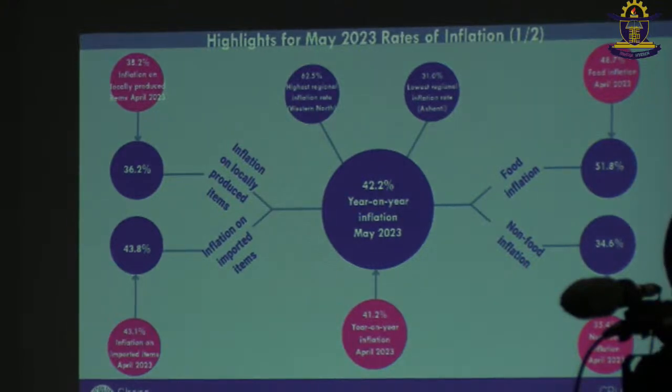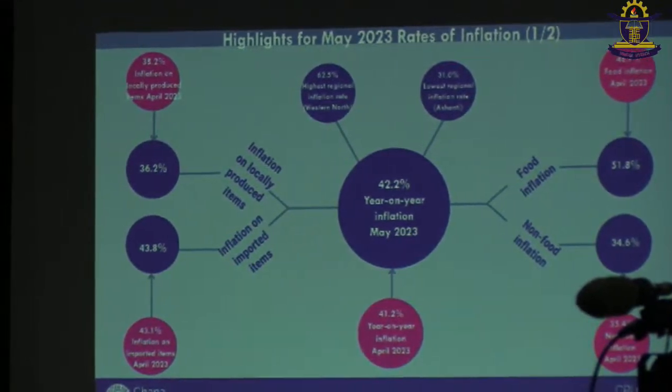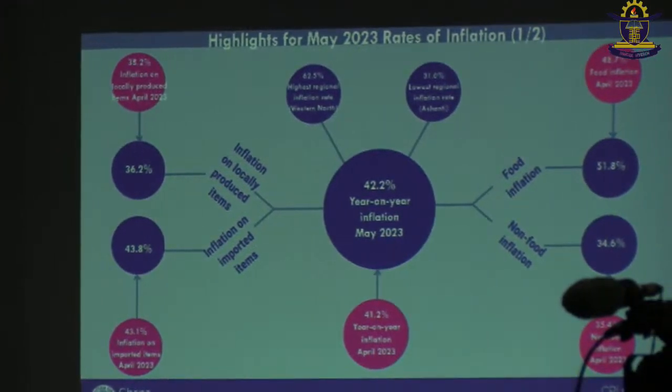to 42.2%. From a regional perspective, the Western North region recorded the highest rate of inflation of 62.2%, and the Ashanti region recorded the lowest rate of inflation of 31.0%, indicating about twice the difference between the region that recorded the highest rate, Western North region, and the region that recorded the lowest rate, Ashanti region.